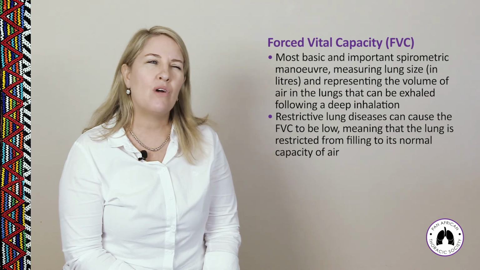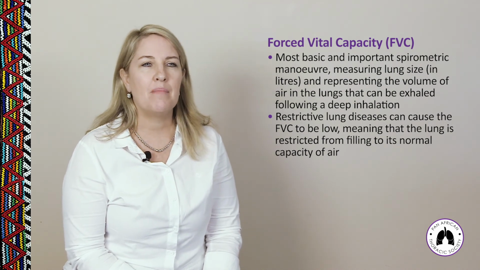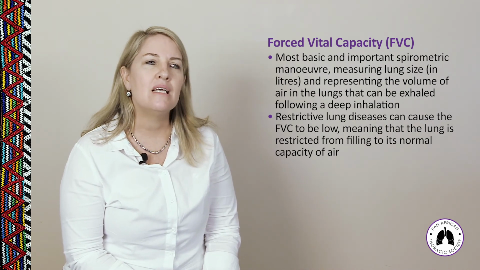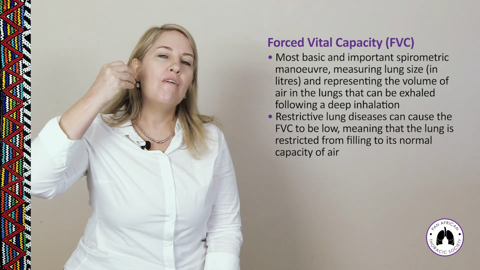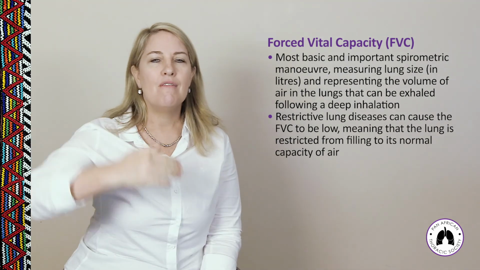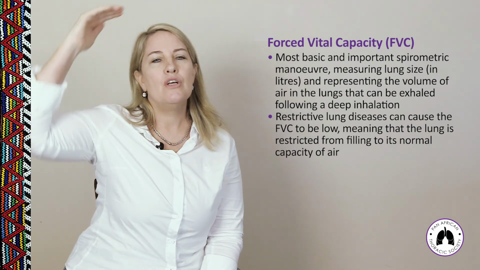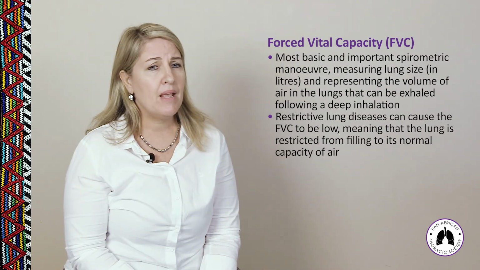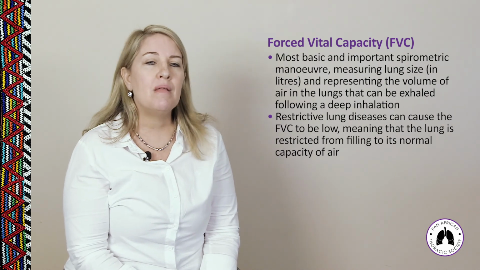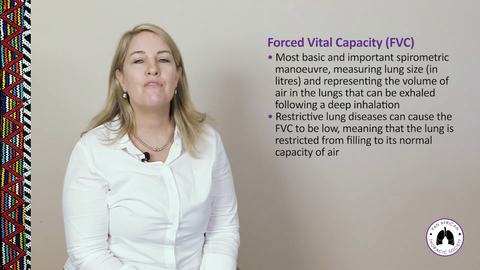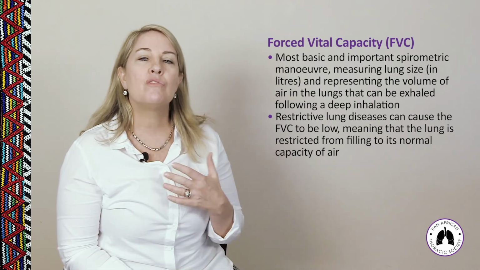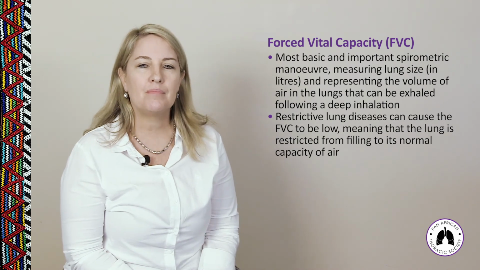When I'm describing the FVC, the forced vital capacity, I like to think of the four maxes. The FVC is the maximal volume of air that can be measured with maximal effort from maximum inspiration to maximum expiration. And when the FVC is low, it could mean that the lung is restricted from filling to its normal capacity of air, and that would indicate restrictive lung disease.